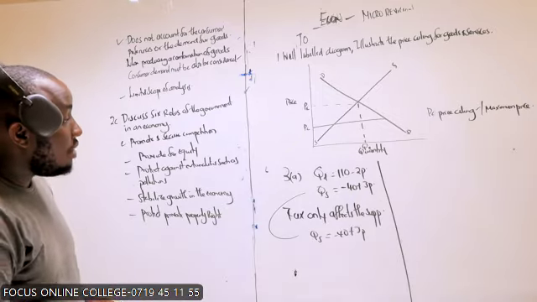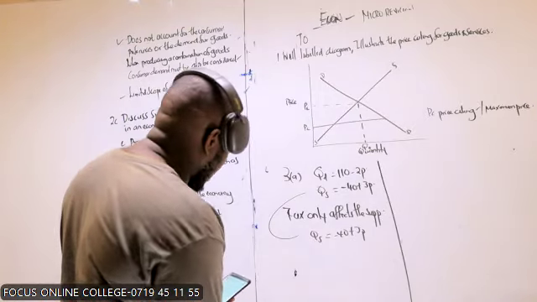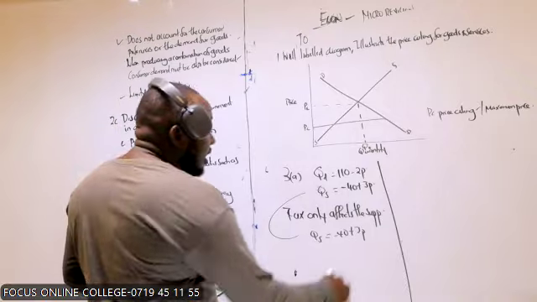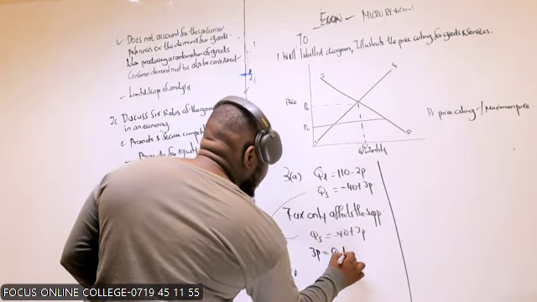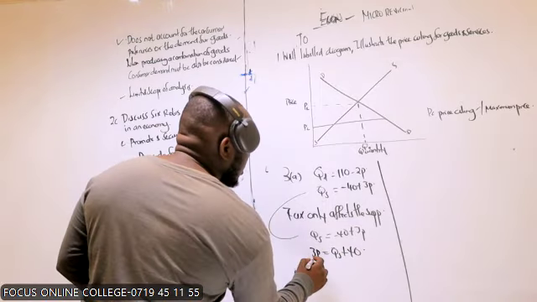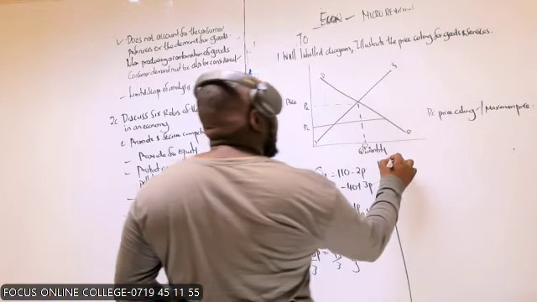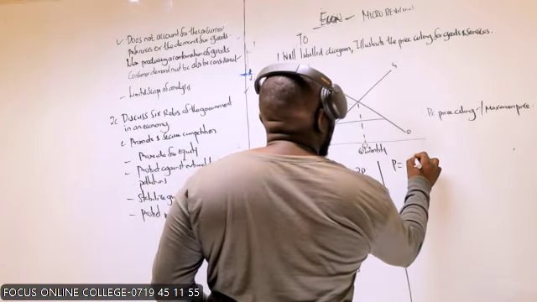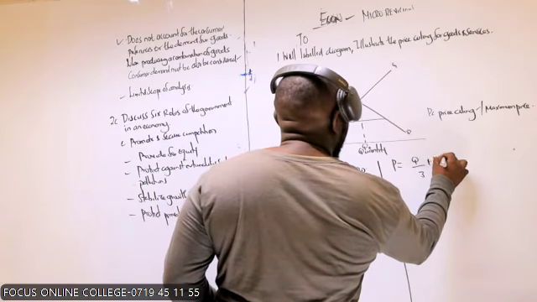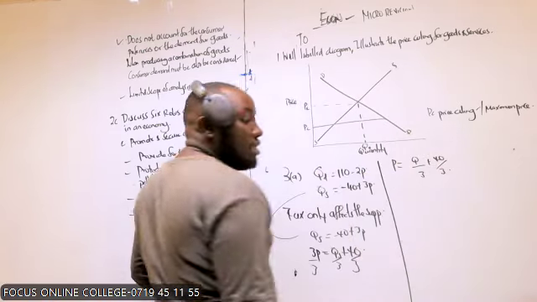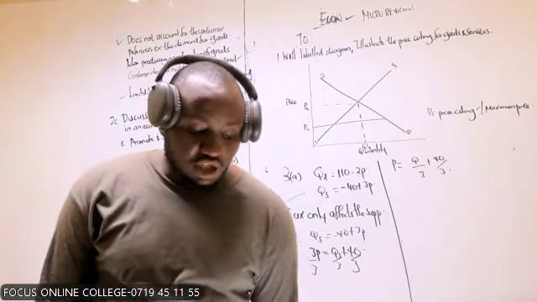If I want to make this the subject, I understand that 3P is going to be QS plus 40. So I divide both sides by 3. So we understand that P is equal to Q over 3 plus 40 over 3. Are we together up to there? Plus 40 over 3.